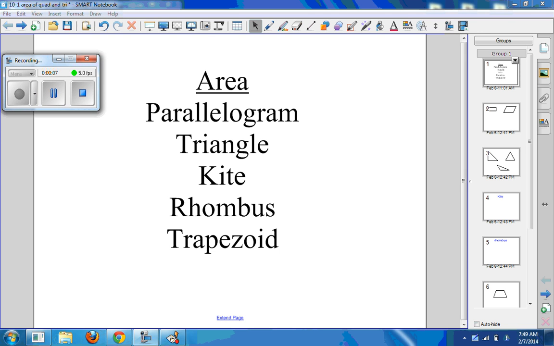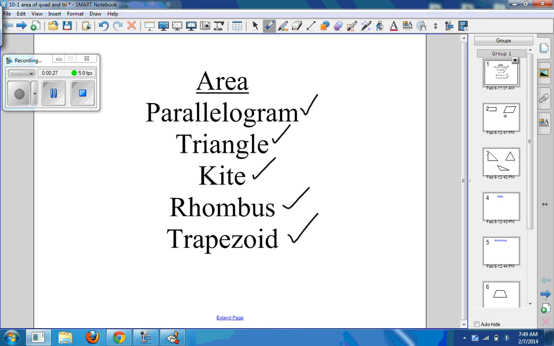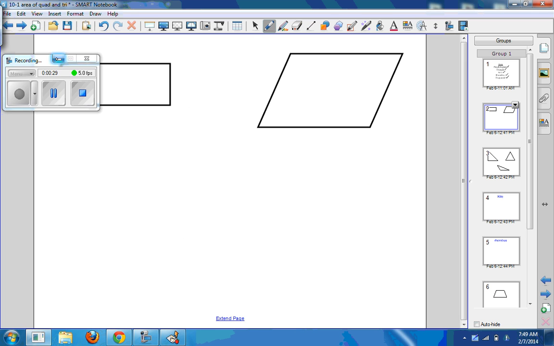Welcome to Chapter 10-1. This video is about the area of different quadrilaterals. Area is something that you guys should be really familiar with, so this should be a pretty easy section for you all. What we're going to look at is the area of parallelograms, triangles, kites, rhombus, and trapezoids. So let's get started with some easy ones.